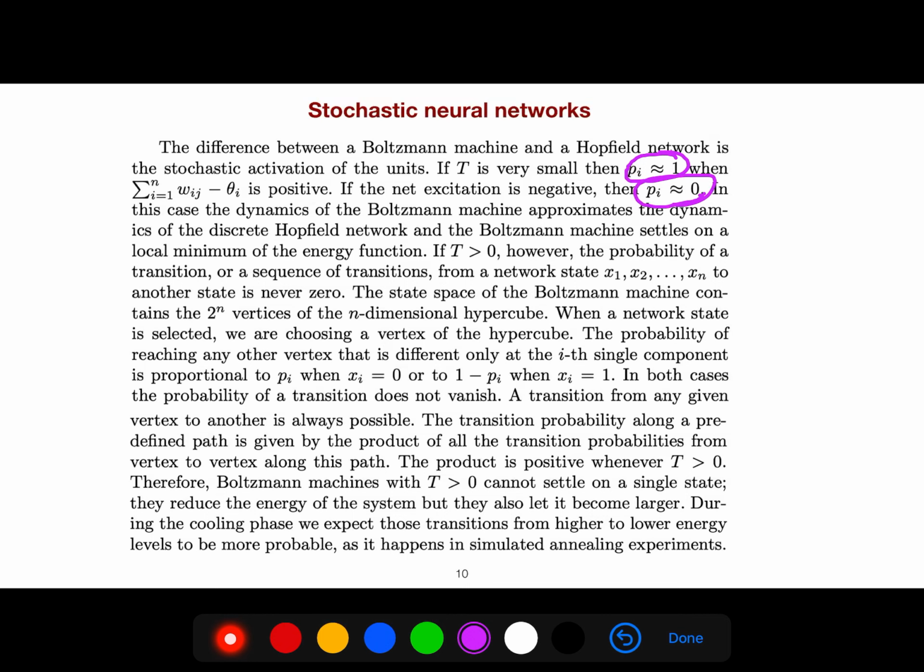The state space of the Boltzmann machine contains 2 to the n vertices of the n-dimensional hypercube. When a network state is selected, we are choosing a vertex of the hypercube.